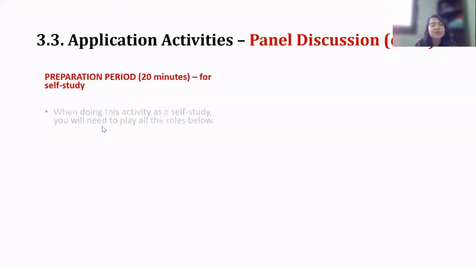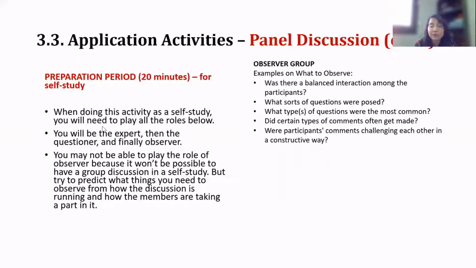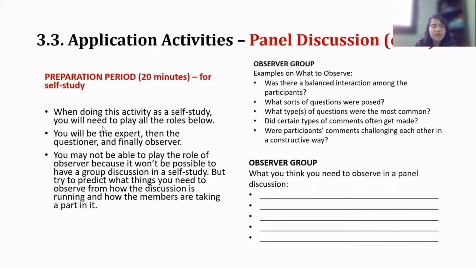And then you need to move to the next role, which is as an observer group, right? Well, I already provided 5 things that you can use to observe from the other 2 groups, the expert and the questioner. But I want you to also list down other things that we need to observe from the expert and the questioner group that haven't been listed in those questions. This one. Okay. Write it down in here.